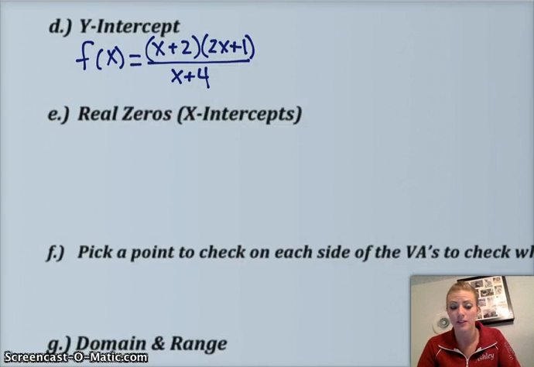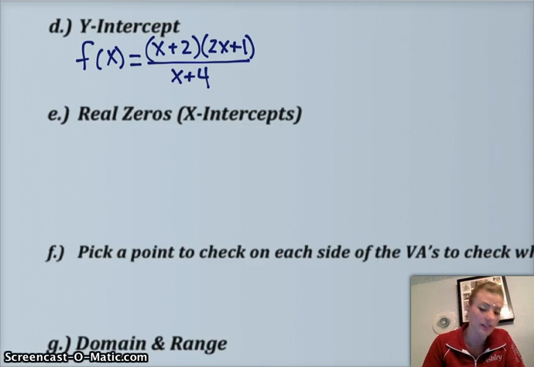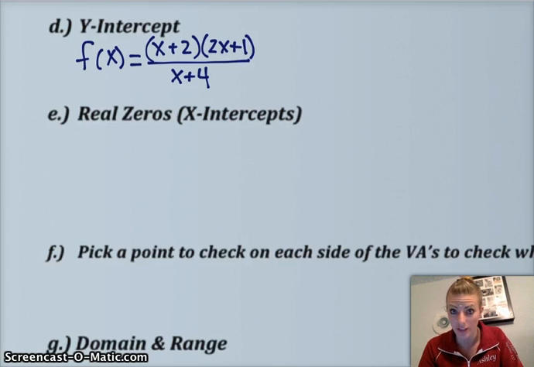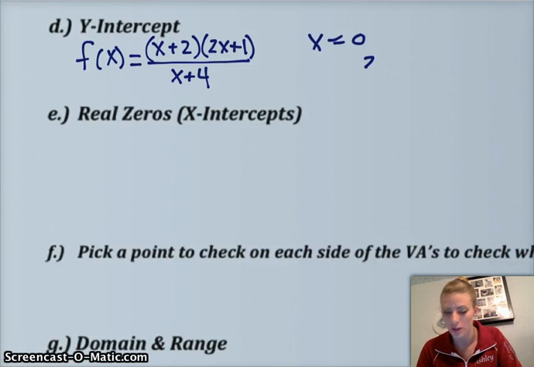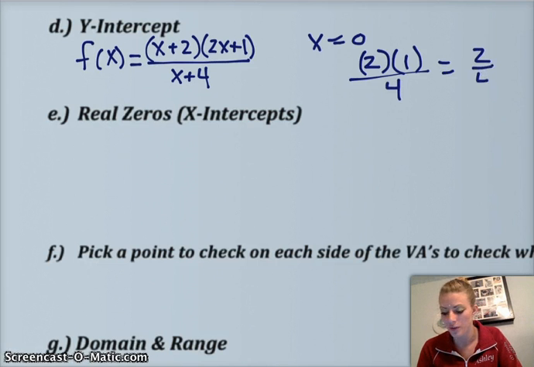Y-intercept is the same as it's always been. Set x equal to 0 to find when the function crosses the y-axis. So let's take our function after everything's been canceled, all of the holes are canceled out, and we just set x equal to 0. So we have (0 plus 2) times (2 times 0 plus 1, which is just 1) over (0 plus 4). So 2 over 4, which is 1/2. My y-intercept for this function is 1/2.